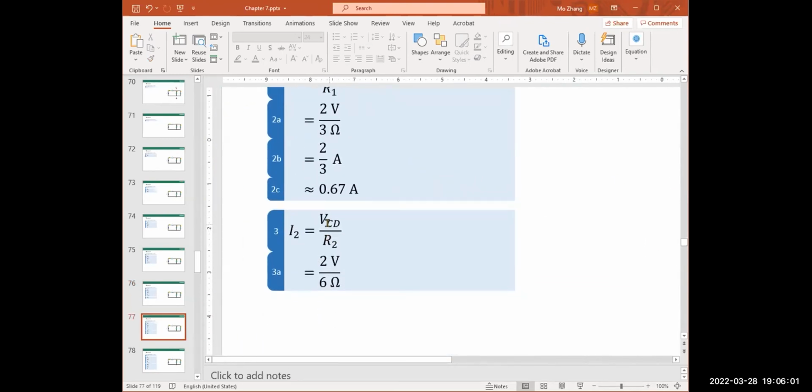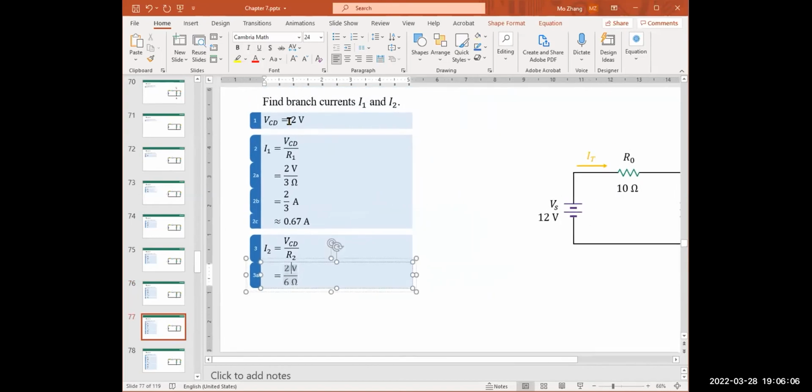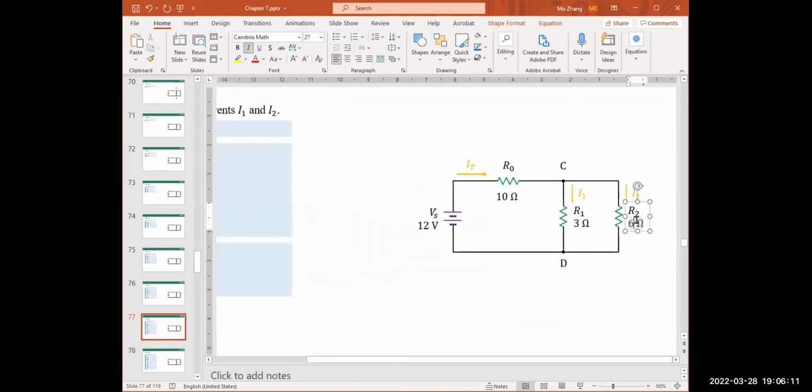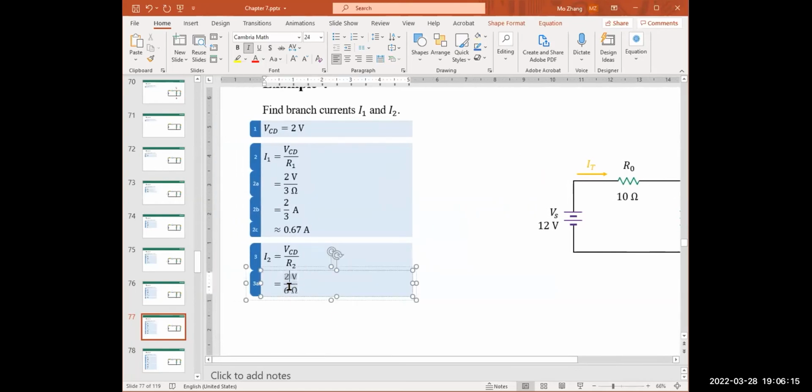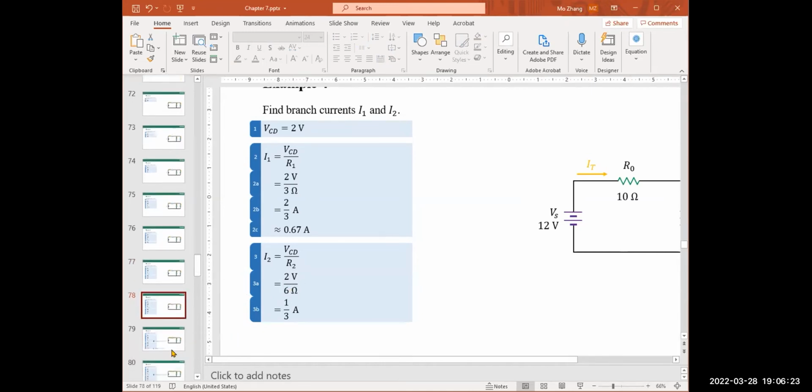Okay, so VCD over R2. VCD is 2 volts, and the resistance of the second resistor, R2, is given as 6 ohms. Next we use 2 volts over 6 ohms. 2 over 6 is 1/3, but preferably we express the number in decimal form, so that equals 0.33 amps.